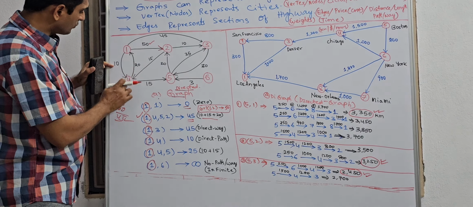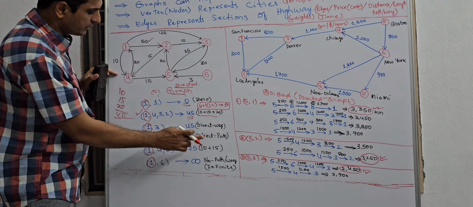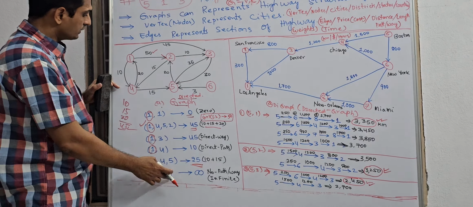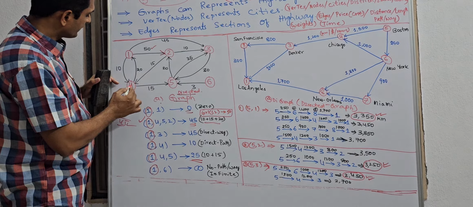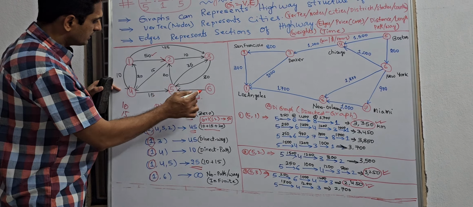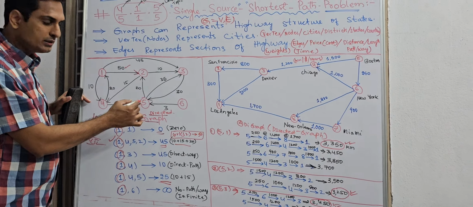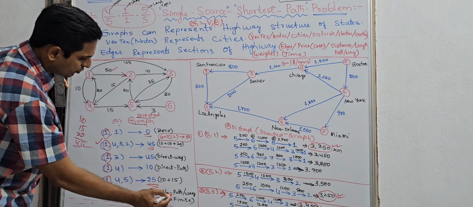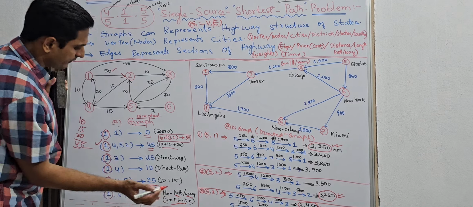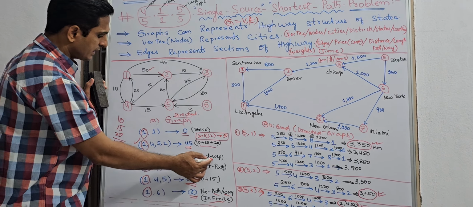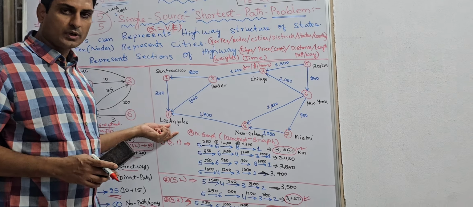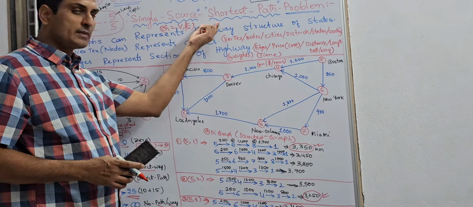Then 1 to 5. We need to travel 1 to 4, 4 to 5. That is 25. That is the shortest. Then 1 to 6. For 1 to 6, there is no way. After 1 to 4, 4 to 5, the direction is this side. There is no path, there is no roadway. So it is infinite. No path, no way. This is a direct way. This is the shortest.